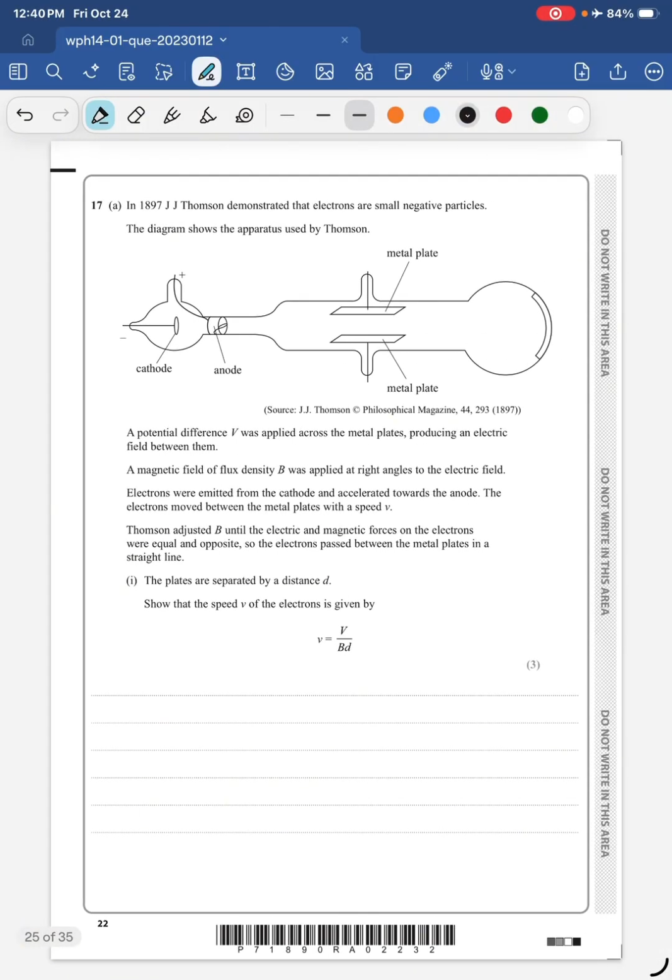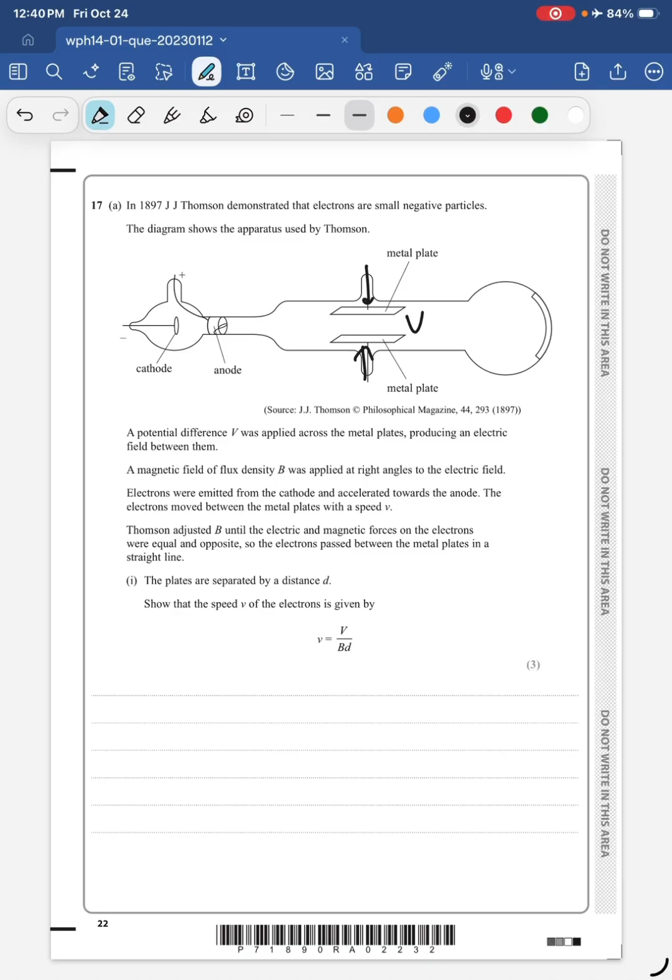Question 17. In 1897, J.J. Thomson demonstrated that electrons are small negative particles. The diagram shows the apparatus used by Thomson. So we have this nice tube. The potential difference V was applied across the metal plates. So here, V was applied here, producing an electric field between them.